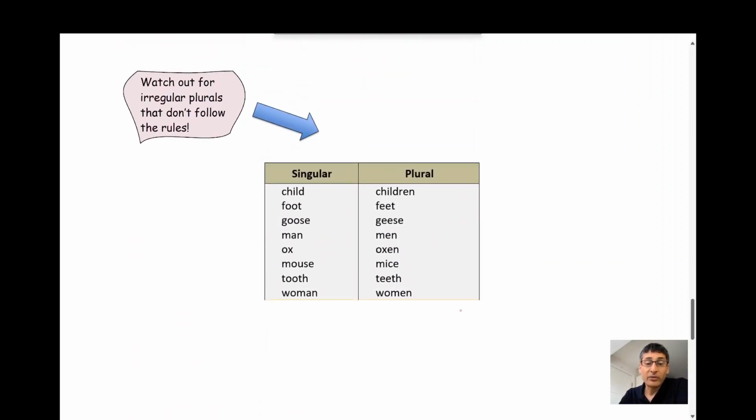As I mentioned, there are a number of words that don't follow those rules, and these are words that you need to simply learn. For example, a child isn't childs, it's children. Foot, I don't have foots, it's feet. Goose, geese, you've got man, it's men. This is an interesting one. Ox becomes oxen. So remember, there are a number of words that don't follow these rules, and these are things that you just need to learn over time. Tooth, it's not tooths, it's teeth.